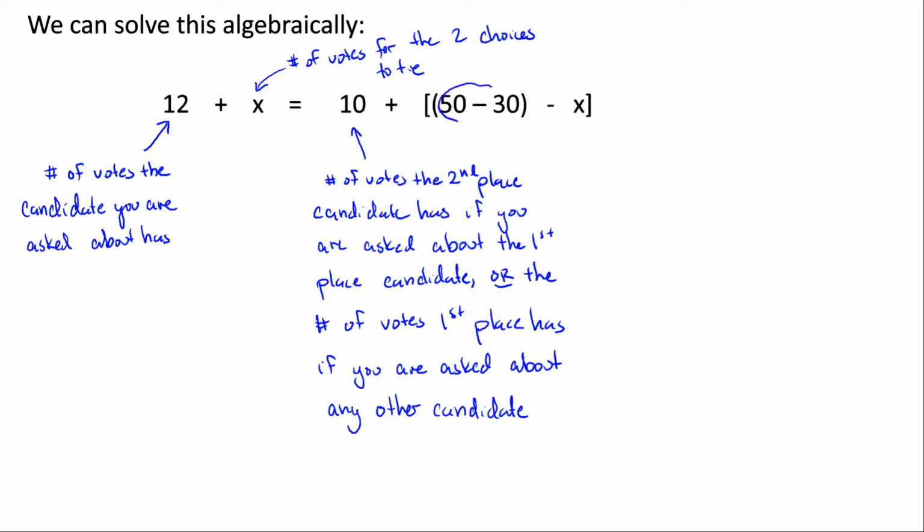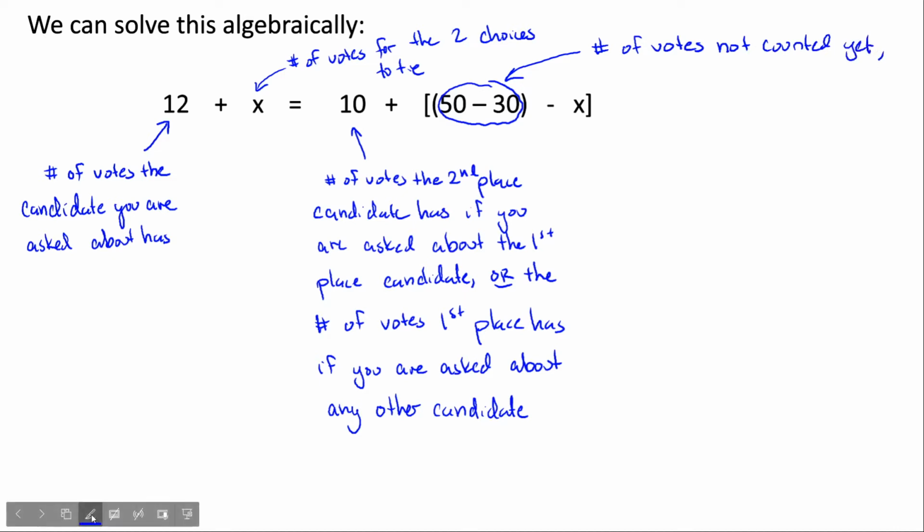Now over here, this 50 minus 30, which is equal to 20, is the number of votes not counted yet, or the number of remaining votes, however you prefer to think about it. So now all we have to do is solve this algebraically for x, and we'll be able to find our solution. So we'll rewrite this out. We have 12 plus x equals 10 plus 20 minus x.